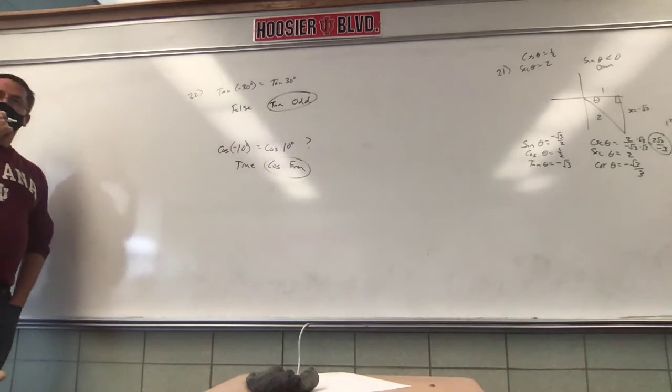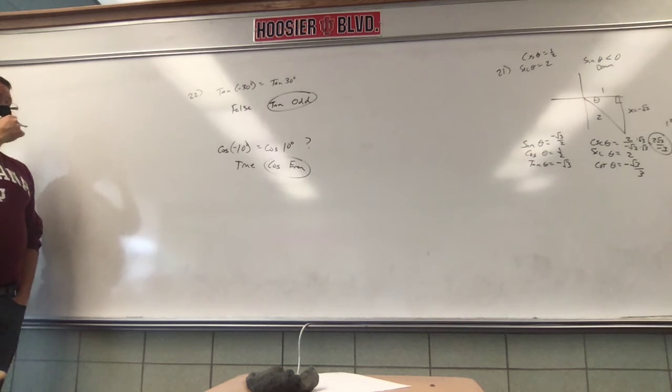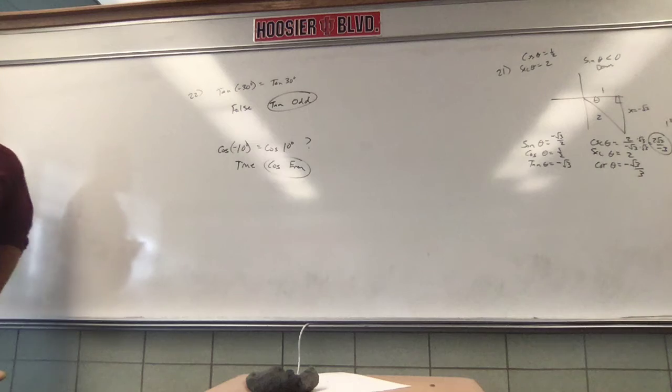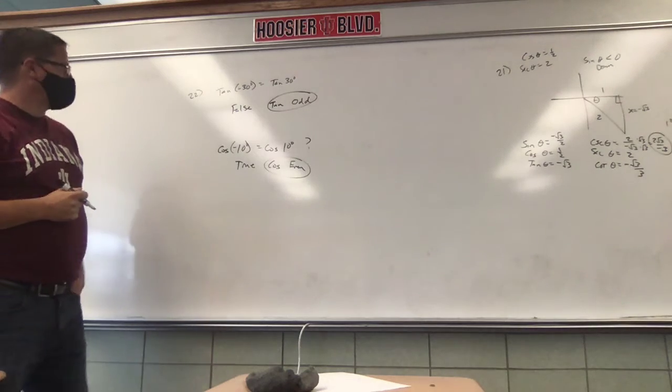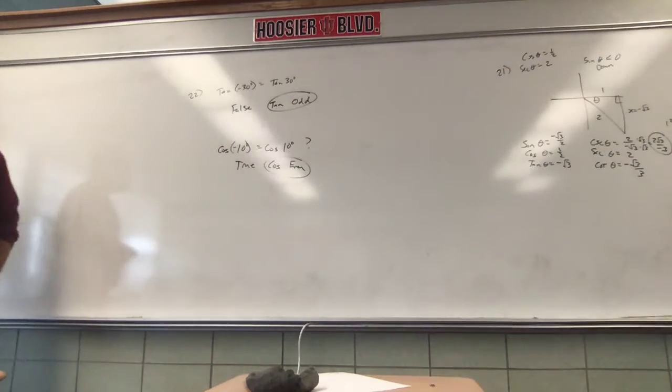You're going to say true because it's an even function, or you're going to say false because it's not an even function, whatever I give you. Okay? So, I don't know what the cosine of 10 degrees is. I don't know what the cosine of negative 10 degrees is, but they're the same. Okay?